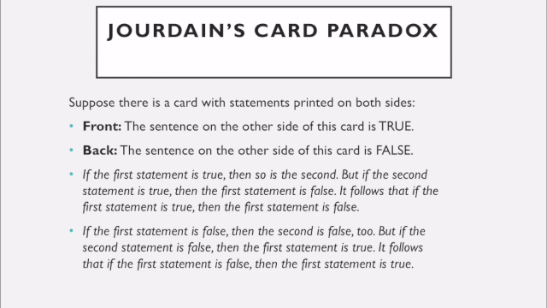I really like Jourdain's card paradox. I definitely recommend setting it up and talking it through with another classmate. So take a card or a piece of paper and write "true" on one side, and write this sentence on the front and this sentence on the back, and then pick a statement. So if the first statement is true, then so is the second. But if the second statement's true, then the first statement's false, and it goes from there. So take a moment and think through some of these.